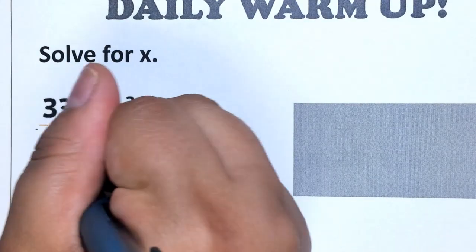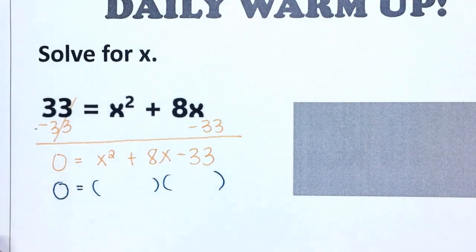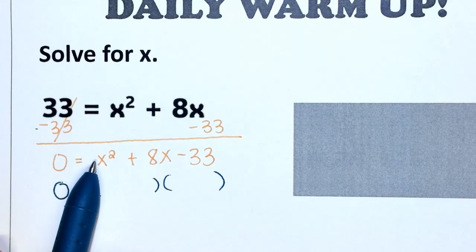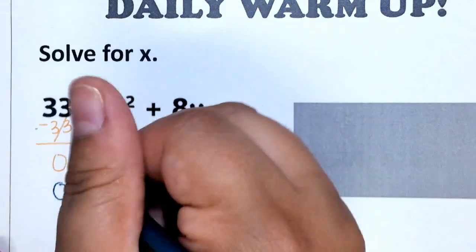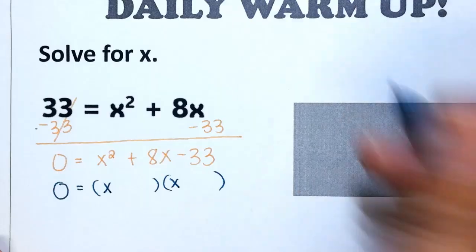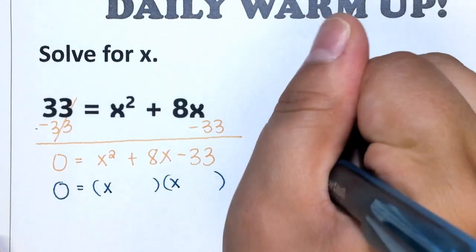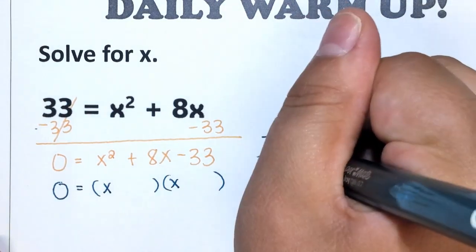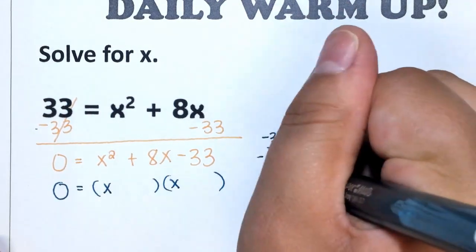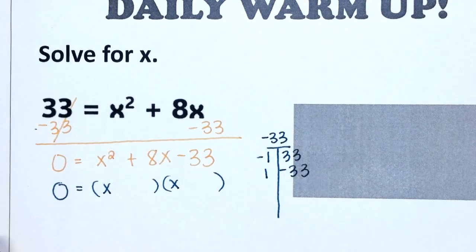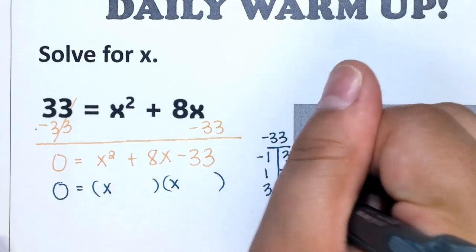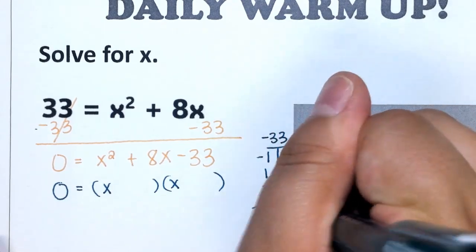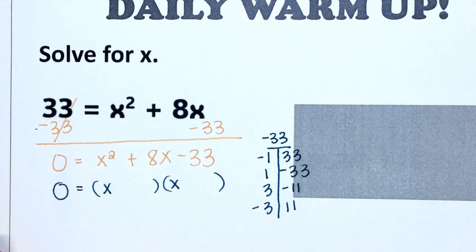Now, I can factor. What is the only way to get x squared? x and x. What are the different ways to get negative 33? Negative 1 times 33 and positive 1 times negative 33. Do y'all agree with that? Okay. And then somebody said what? 3 times negative 11 and negative 3 times positive 11. Do y'all agree with that? Okay.